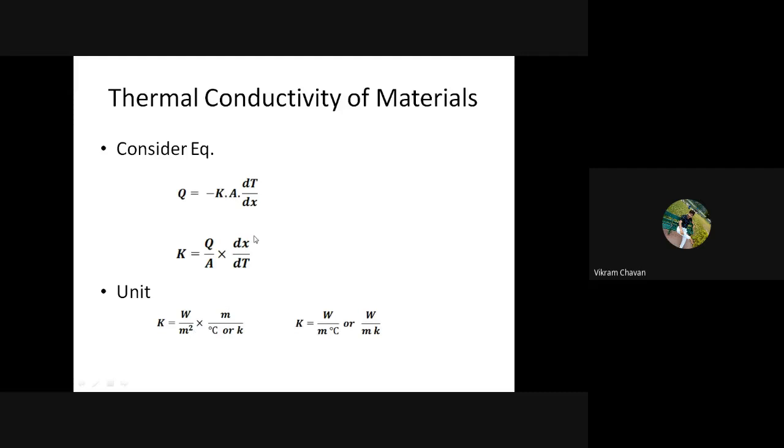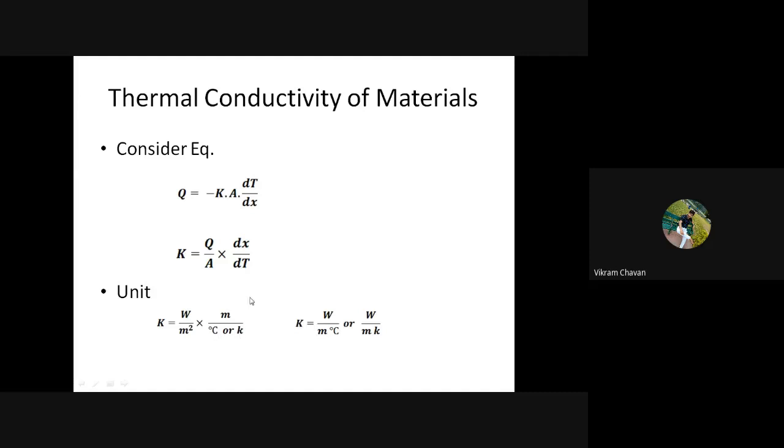Multiplied by dx, which is the change in length, or length; the unit of length is meter. Then dT is the change in temperature, which we can consider in degree Celsius or in degree Kelvin.